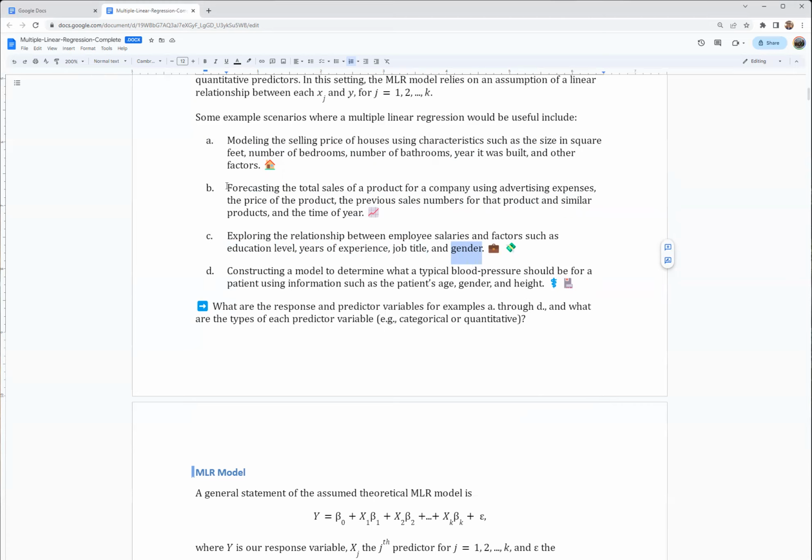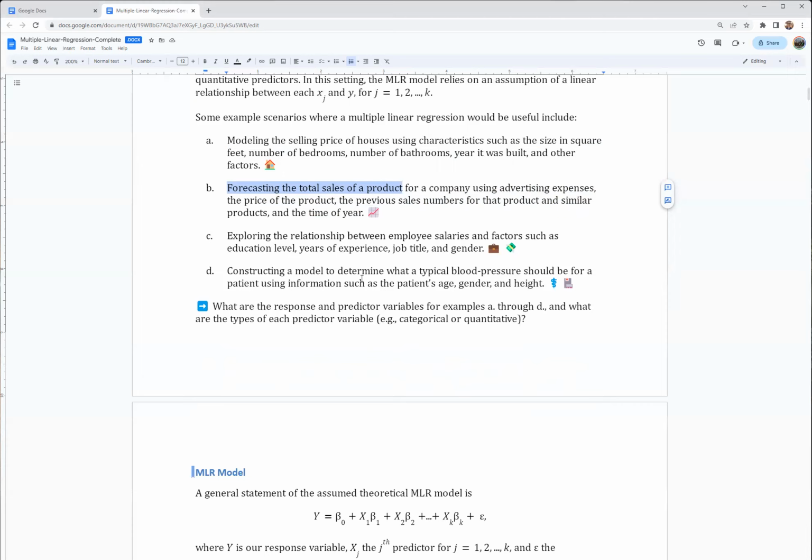Sometimes you're interested most in the response variable and just estimating or predicting that, as with the house selling prices example, or the forecasting the sales of a product example. In those cases, it's likely the interest is primarily on the response variable.